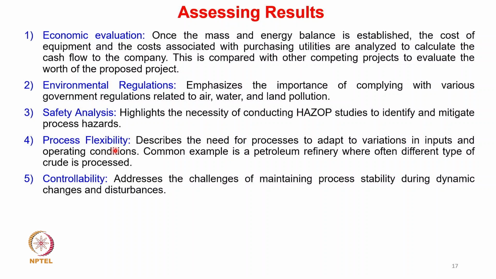Whether the obtained flow sheet is flexible enough to accommodate different changes or not has to be checked. So process flexibility describes the need for processes to adapt to the variations in inputs and operating conditions. A common example is a petroleum refinery where different types of crudes are processed. And the last important criterion to assess the process flow sheet is the controllability. It addresses the challenges of maintaining the process stability during the dynamic changes and disturbances.